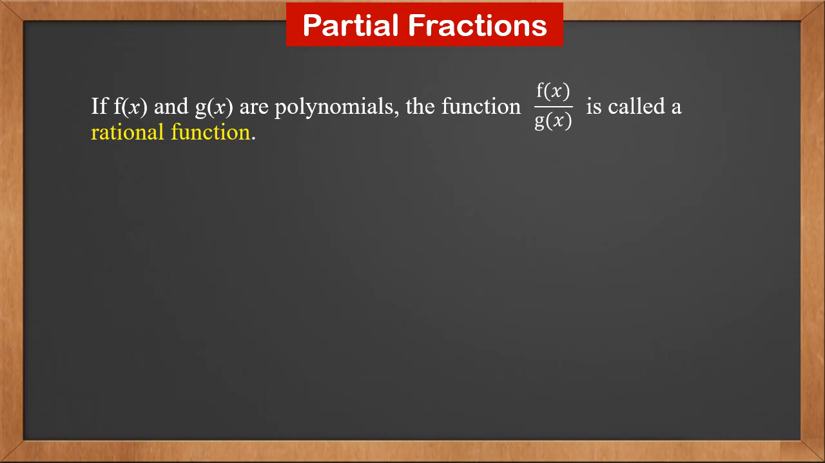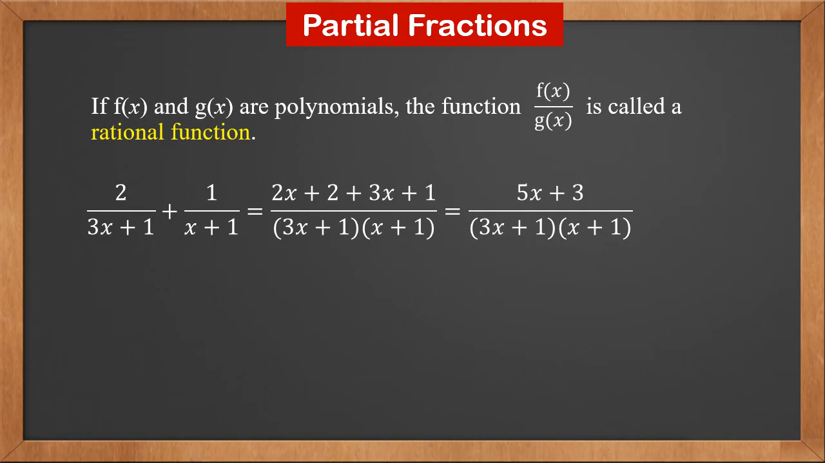If f(x) and g(x) are polynomials, the function f(x) over g(x) is called a rational function. We already knew how to add two rational functions. For example, 2 over (3x plus 1) plus 1 over (x plus 1). The denominator is the product of the two denominators, (3x plus 1) times (x plus 1).